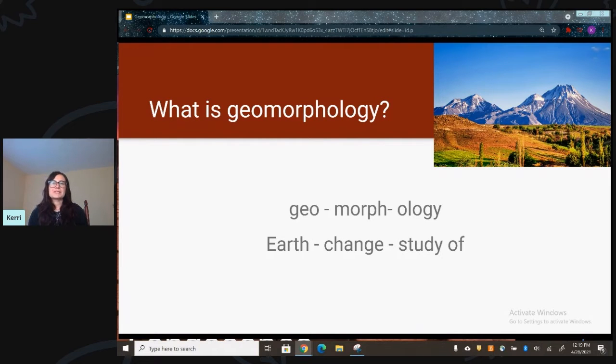So geomorphology is kind of a weird word, but if we break it down into its root words, geo means earth, morph means change, and adding ology at the end just means that's the study of something. So geomorphology is the study of the processes that shape Earth's surface.